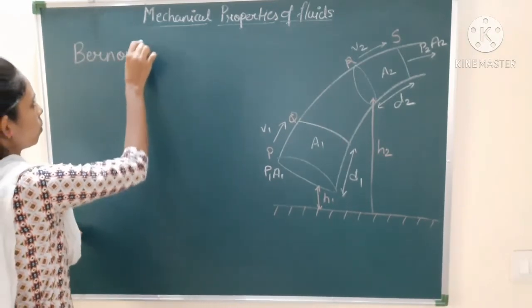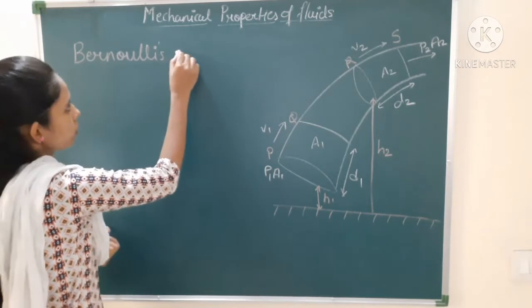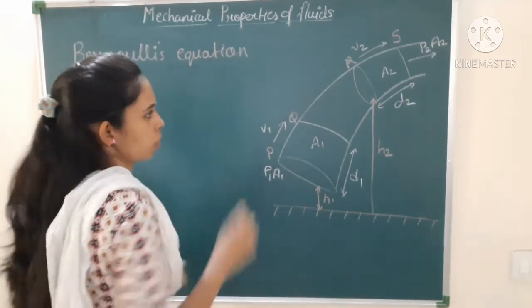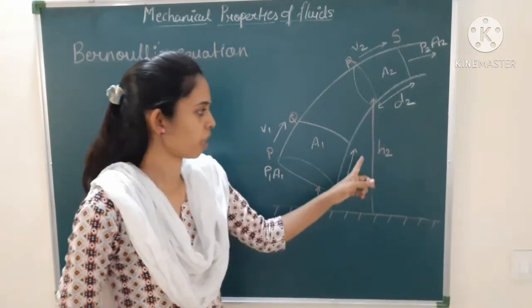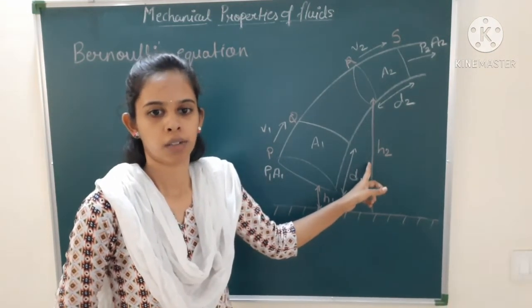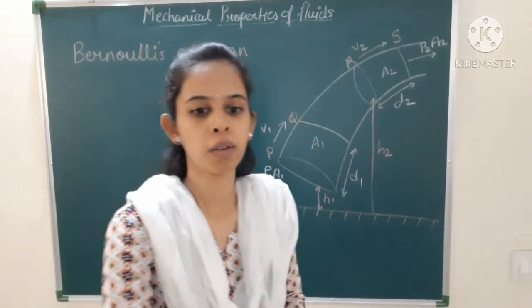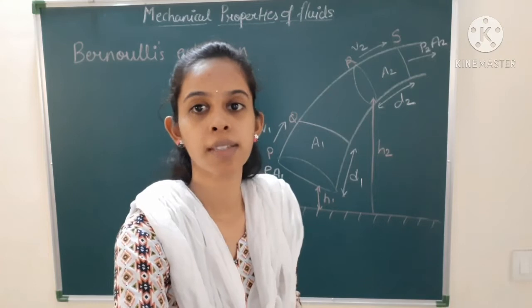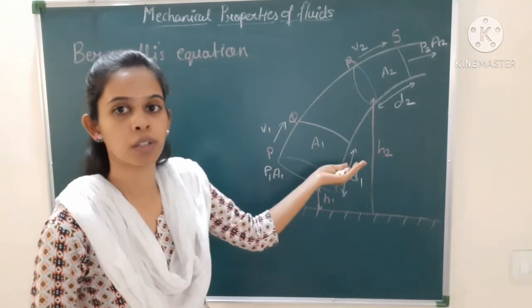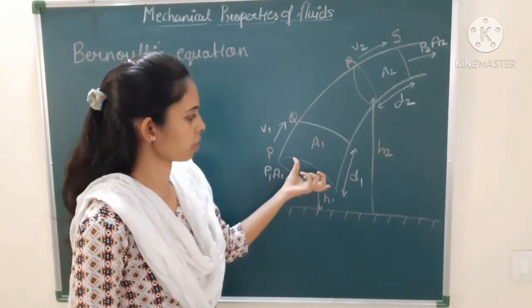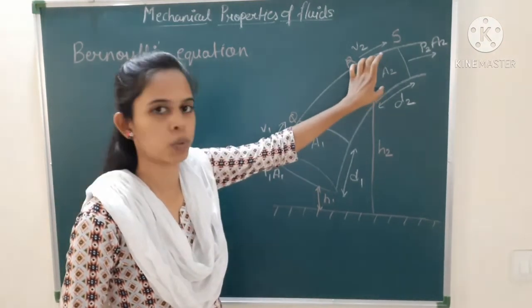Bernoulli's equation. So again, we have seen this diagram before. We have seen this in terminal velocity, right? Or you can see that equation of continuity, right?